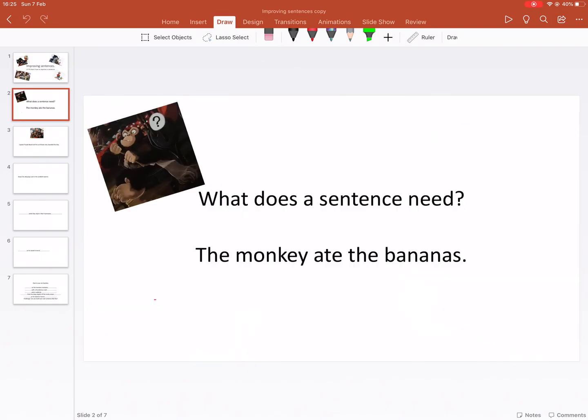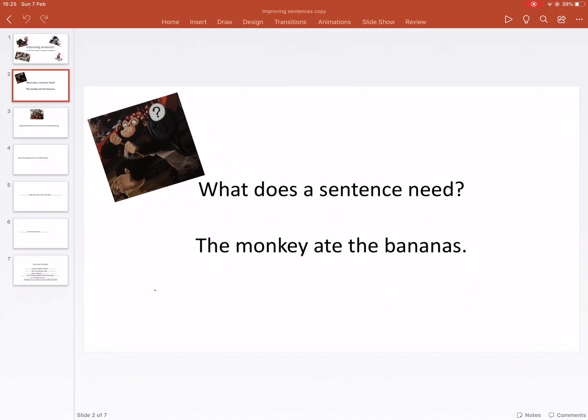Right, so what does a sentence need? Okay, so we've got a really basic sentence underneath. The monkey ate the bananas. Okay, so it's quite just a basic sentence, but we have to look at this sentence. So what has it got in it?